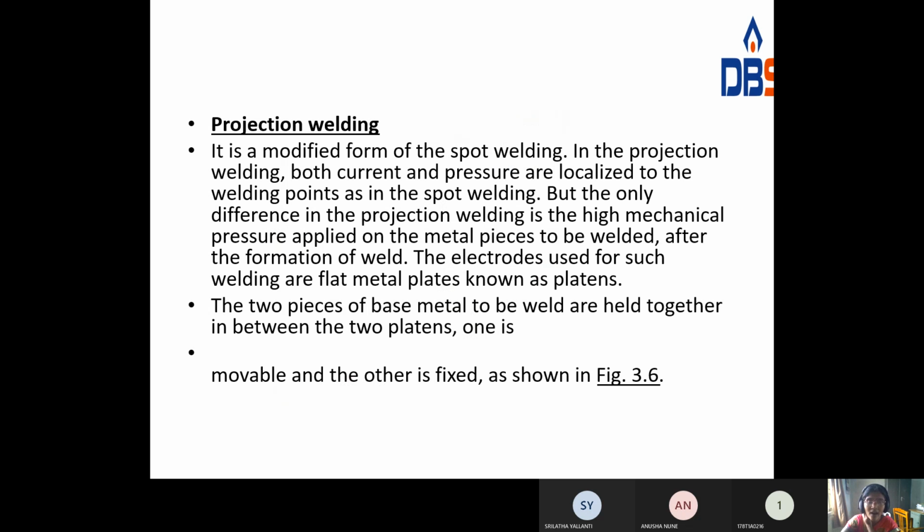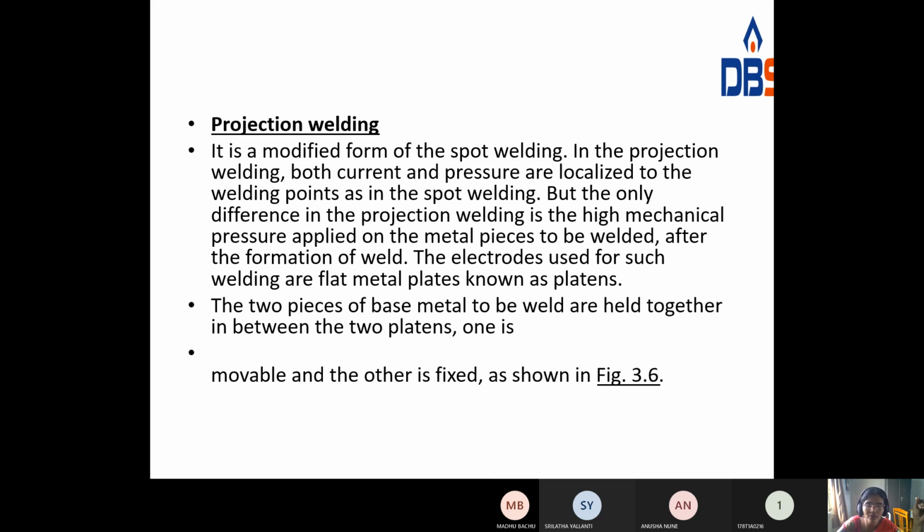So the third one in resistance welding is projection welding. The name itself says you have to project the metal pieces. It is a modified form of spot welding. In projection welding, both current and pressure are localized to the welding points, as in spot welding.